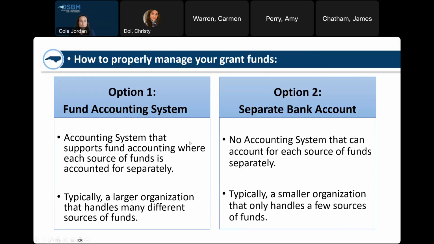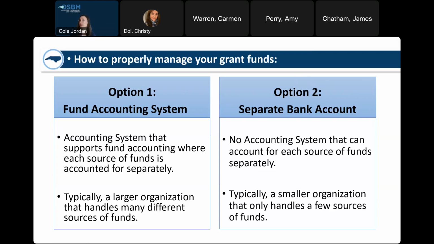As far as holding your funds and fund management, there's basically two options to hold your funds appropriately. The overall goal is that you want to be able to account for your grant funds, and each grant that you have, separately from any other grants or any other sources of funds. So one option is having a fund accounting system. This is an accounting system that supports fund accounting where each source of funds is accounted for separately. Typically, that's our larger organizations that handle many different sources of funds. However, if you're a smaller organization, you're probably going to fall into option 2.